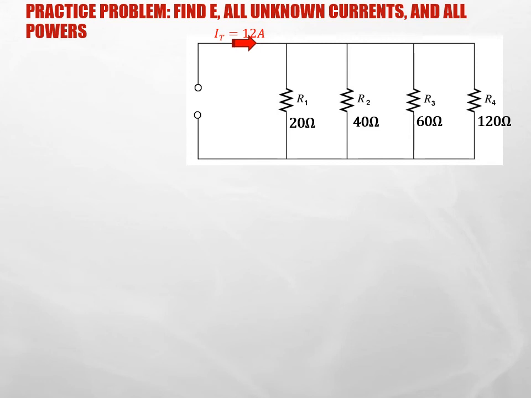So for this problem, I want you to find all the individual branch currents, as well as the circuit voltage, probably the total circuit resistance, each of the powers, as well as the total circuit power. So all values, all currents, all powers. I'll give you a couple of minutes to work on that.